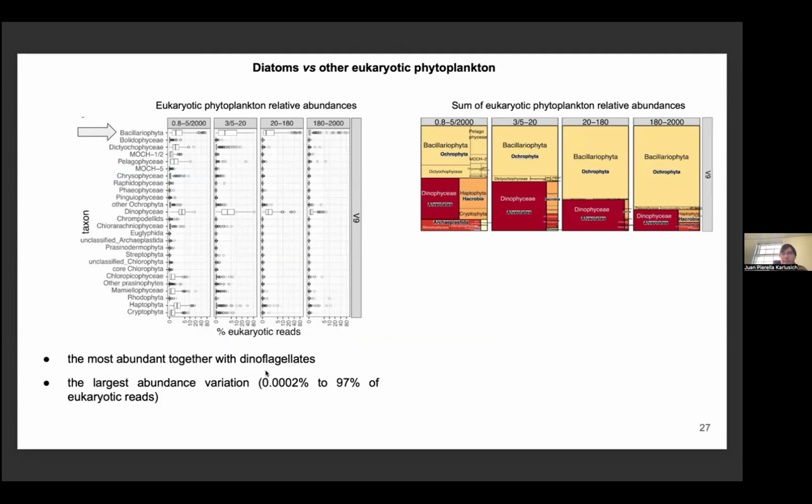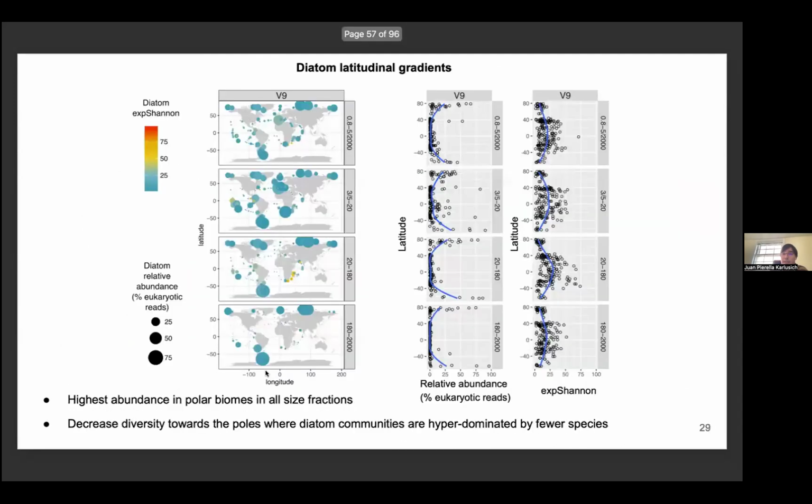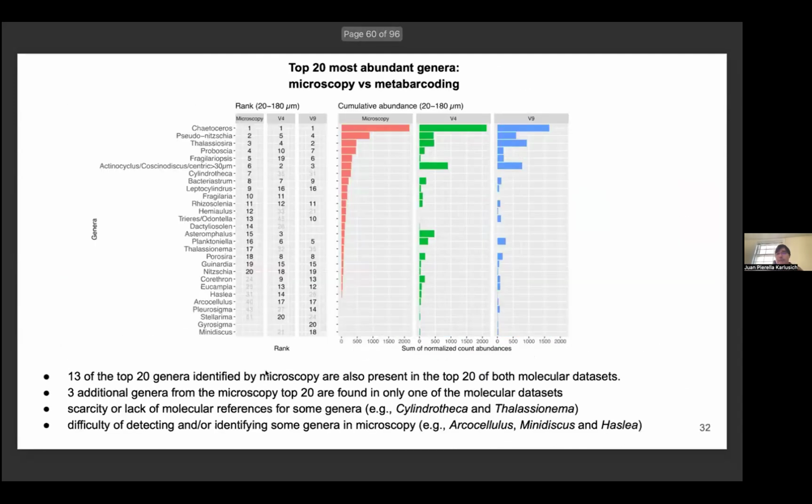For the sake of time, I will go very quickly through the analysis of the biodiversity of diatoms. I can mention that we detected the most abundant genera in the ocean. The results when comparing the analysis of the V4 and the V9 genes were very consistent, and in addition, they were consistent with the microscopy data.